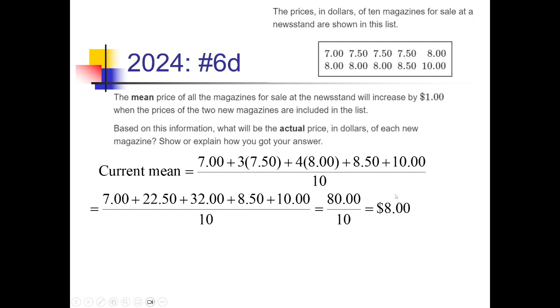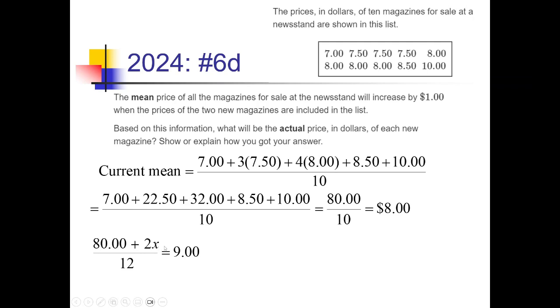So now we want to increase this by $1 by adding 2 new magazines in there. So the way I'm going to set this up is if I take my original price, which was 80, and add 2 times some mystery number to it, we'll call it 2x, and divide all that by 12, we should end up with $9. So $9 is our target. I've got the original price of 80 plus 2 mystery prices divided by 12. And now all I have to do once I've set this up is solve for x.